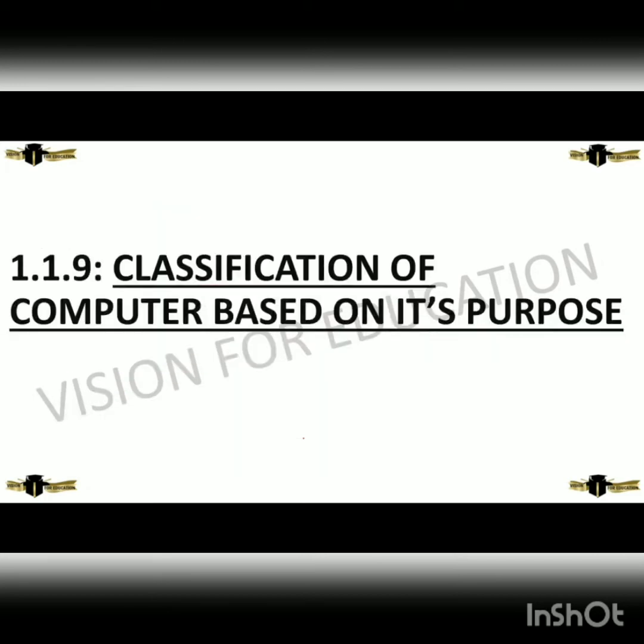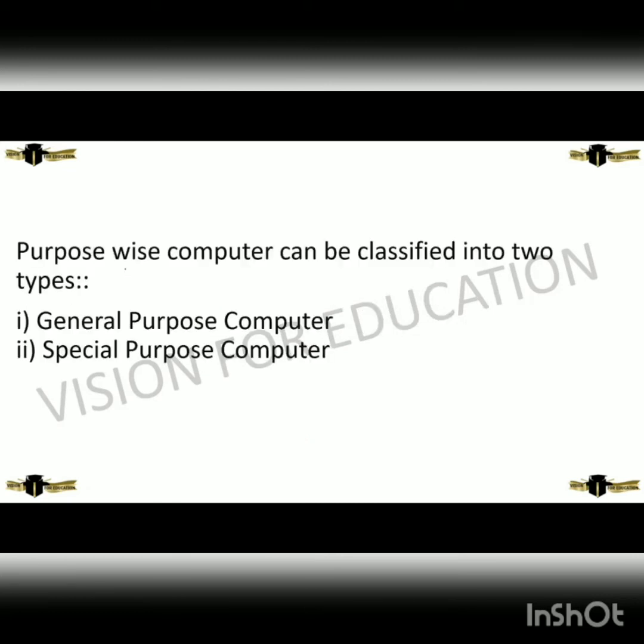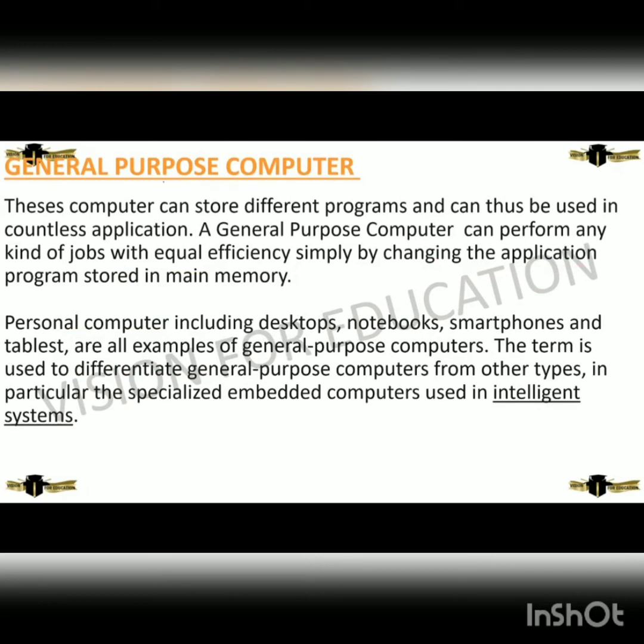Now, coming to our next topic, we are going to discuss the classification of computers based on their purpose. Purpose-wise, computers can be classified into 2 types, that is, general purpose and special purpose. Now, let's see what a general purpose computer is. These computers can store different programs and can thus be used in countless applications.